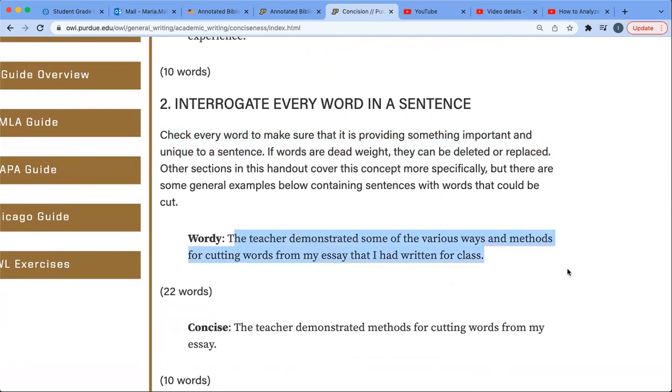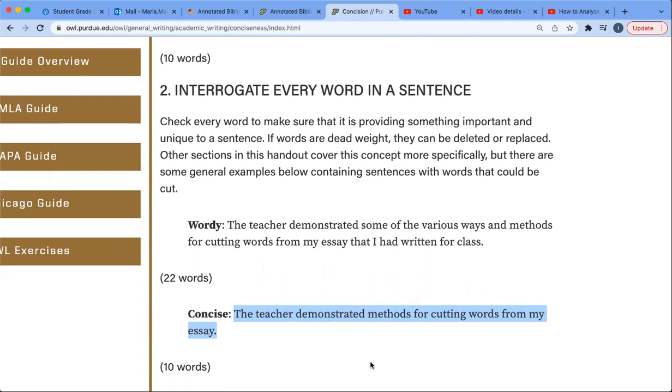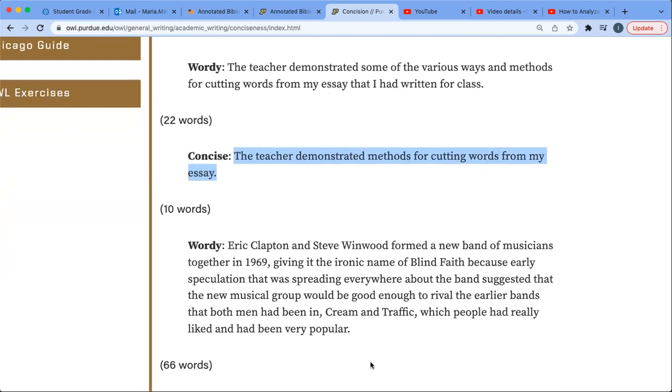If I say, the teacher demonstrated some of the various ways and methods for cutting words from my essay that I had written for class, 22 words, versus, the teacher demonstrated methods of cutting words from my essay. So in the first sentence, the author wrote many words unnecessarily that are not serving any purpose. Therefore, you can interrogate every word within the sentence, which must serve a purpose. You can try the next one and write it down in the comment box below.